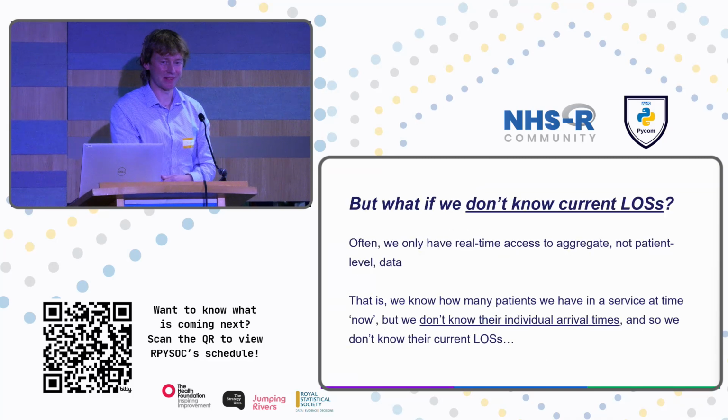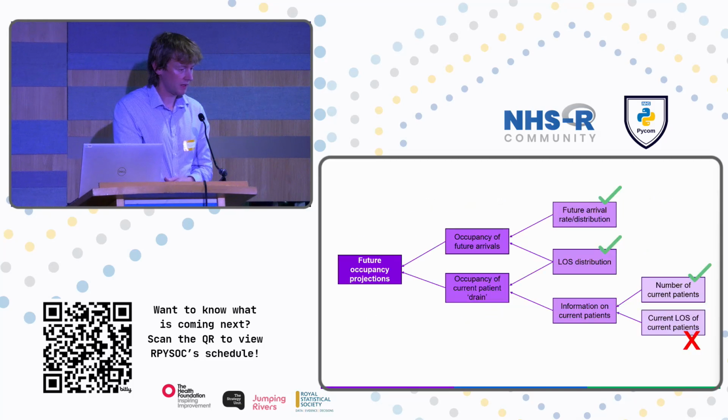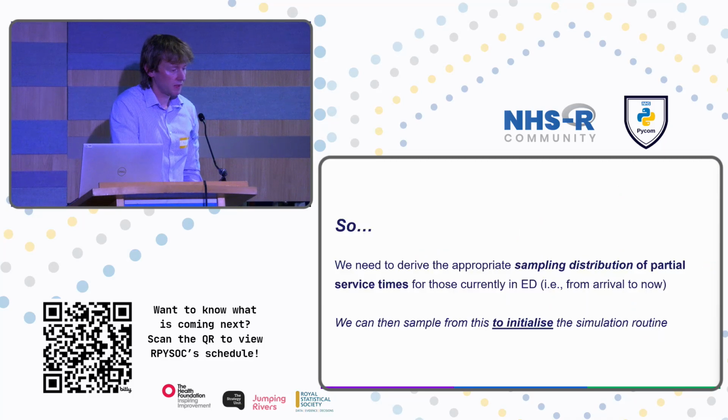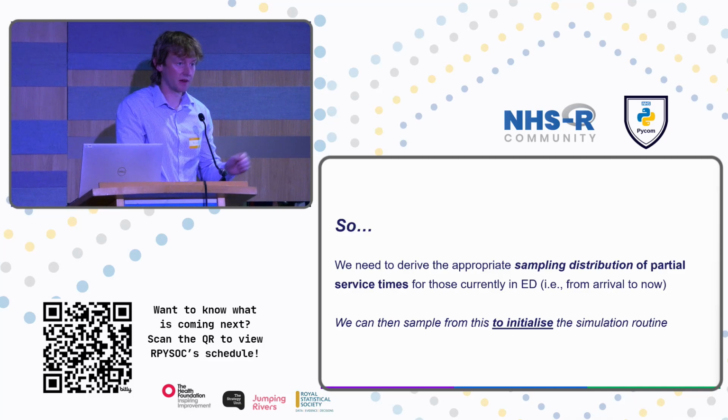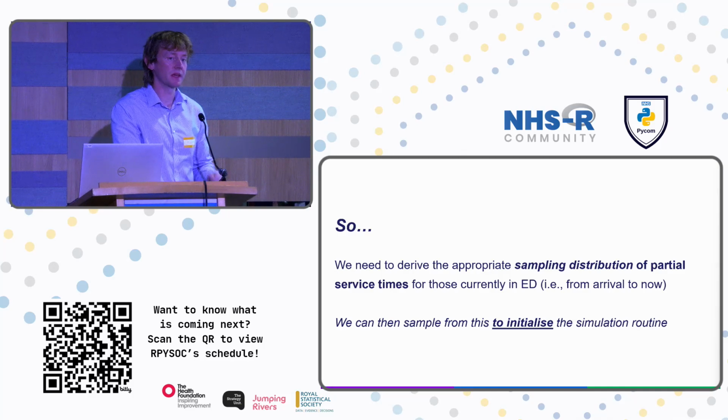What if we've only got the aggregate data and we don't know the patient level length of stays? So that's the crux of all of this. We don't know this information here. We know everything else. So we need to derive the appropriate sampling distribution of partial service times for those currently in ED, i.e. from arrival to their time now. We know they're currently here, but what is that time duration? And then we're using that to initialize the simulation appropriately.